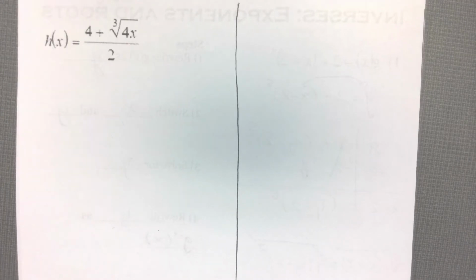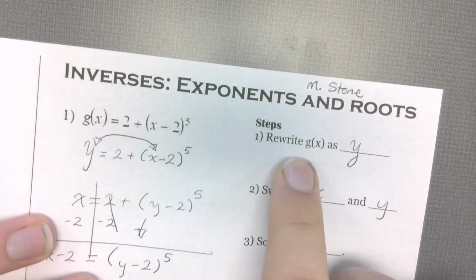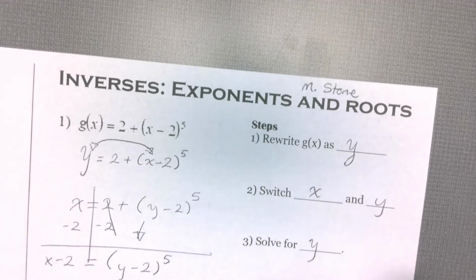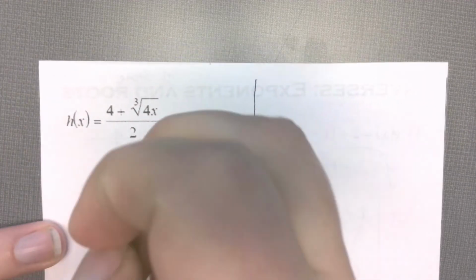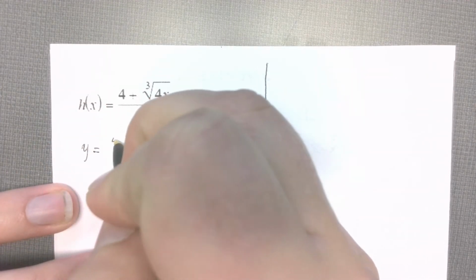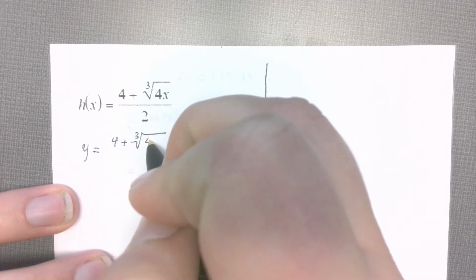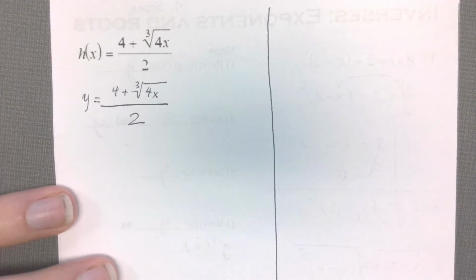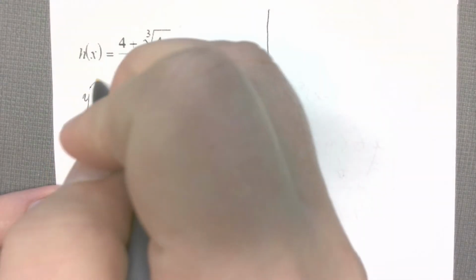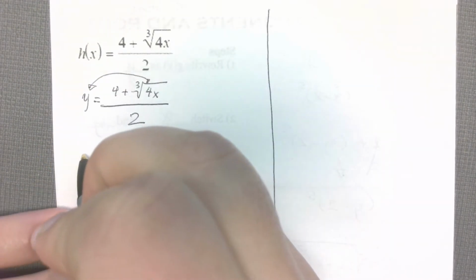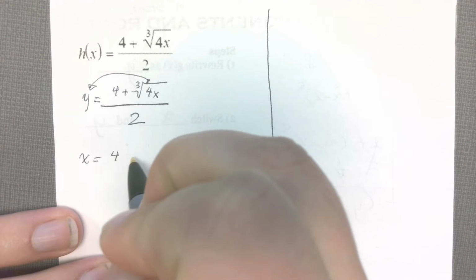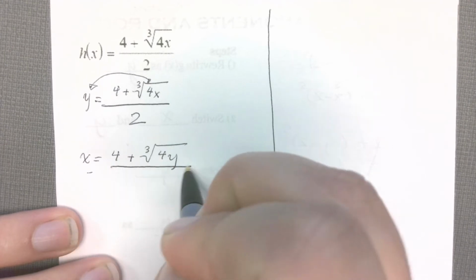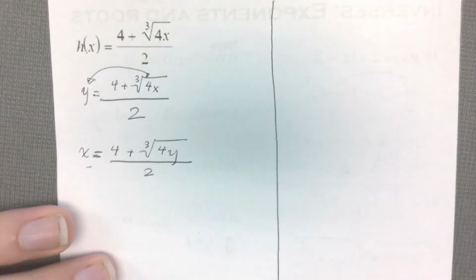So what was step 1? If you need to, flip back. Rewrite the variable. Yep, as y. Good. So I'm just going to think of this as y. Okay, what's step 2? Switch what? Switch the x and y. Boom, boom. What's step 3?